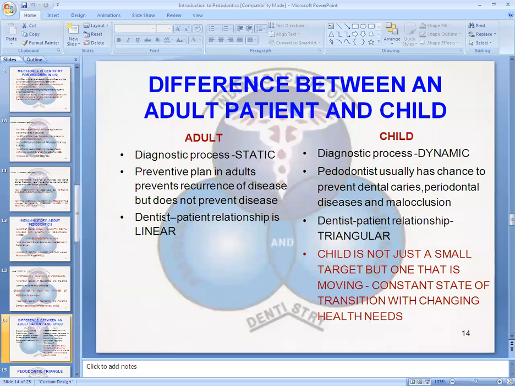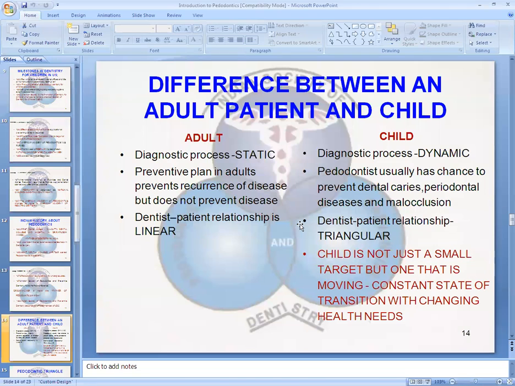So in an adult patient, the dentist-patient relationship is linear; only the dentist and patient are there. But in a child patient, the relationship is triangular. Why is it triangular? Because the parent is involved. Whenever we treat a child patient, the parent is involved, so it is triangular, and in an adult patient it is linear. This is also very commonly asked. Dentist, patient, and parent, all three are involved in a child patient, so the relationship is triangular.